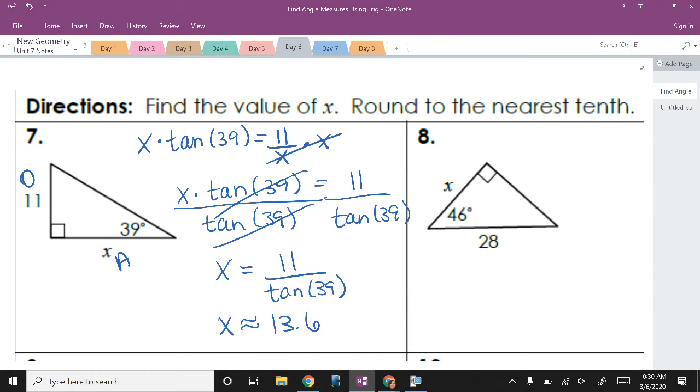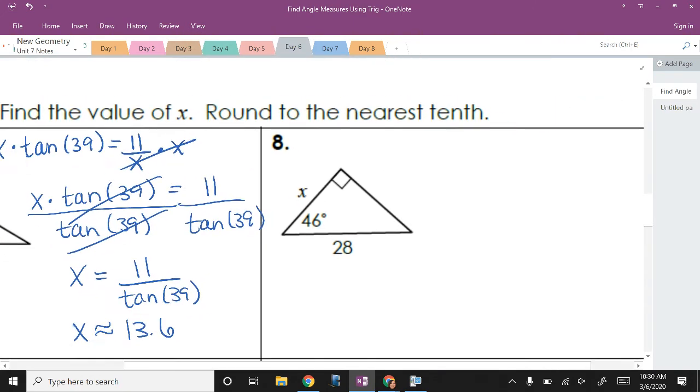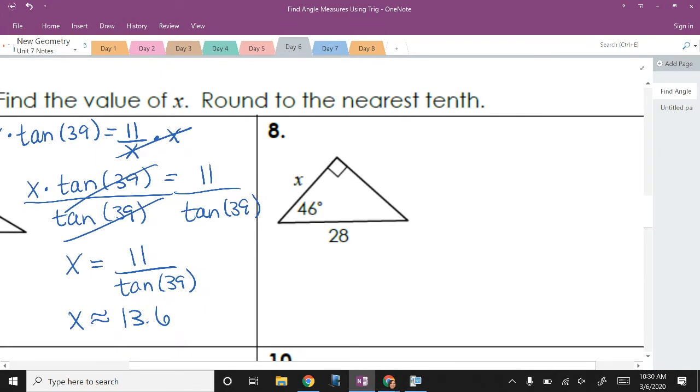Let's just go across and do number 8. We're not going to do all these because we did it yesterday. No sense in doing it all in notes. We did it yesterday.